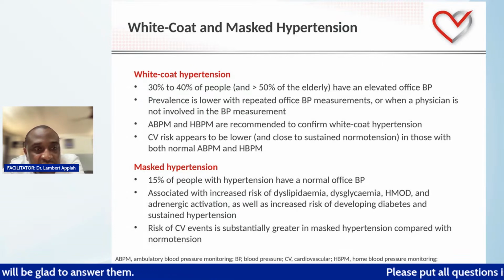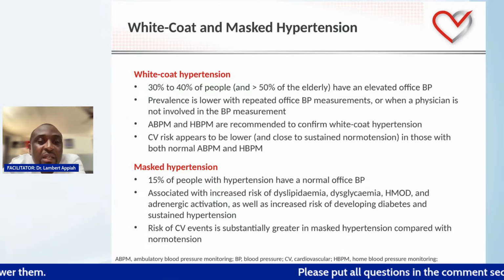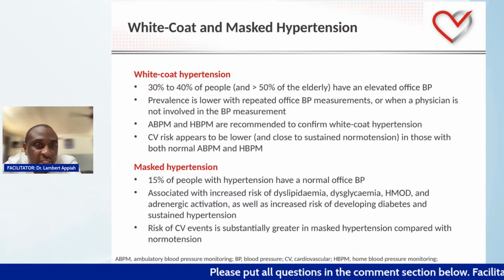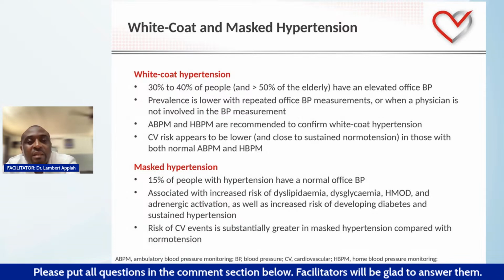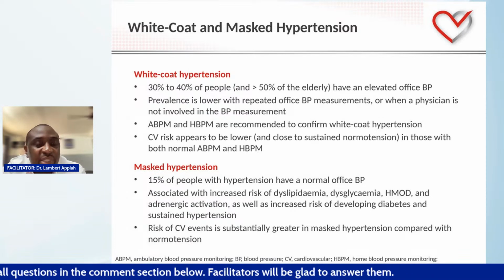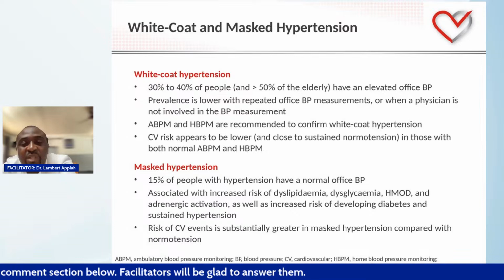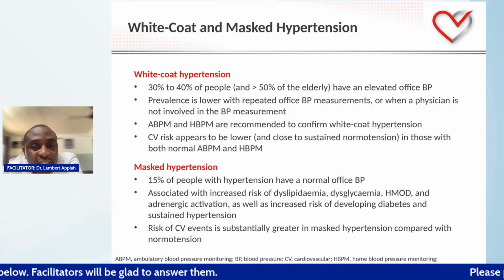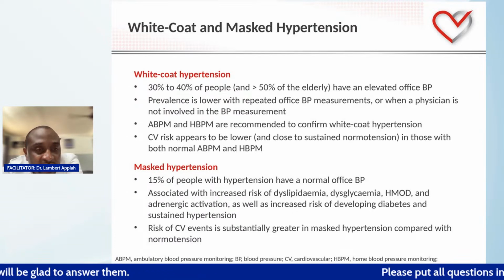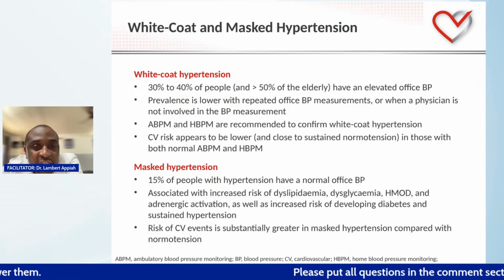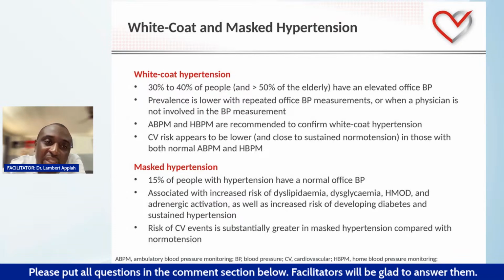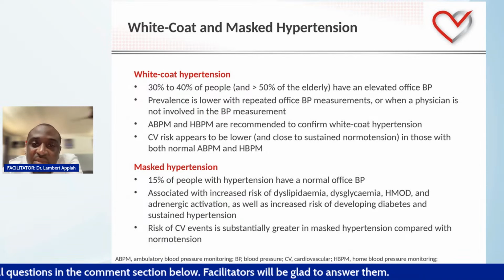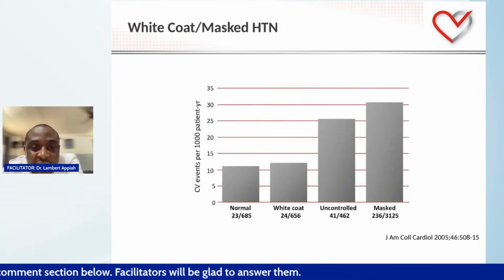Masked hypertension, 15% of people with hypertension have a normal office blood pressure. It's not benign, it's associated with increased risk of dysglycemia, dyslipidemia, hypertension-mediated organ dysfunction, hypersympathetic activity, and even the development of diabetes as well. It does carry some risk of cardiovascular events. So it's important to phenotype these patients because they are not entirely benign.